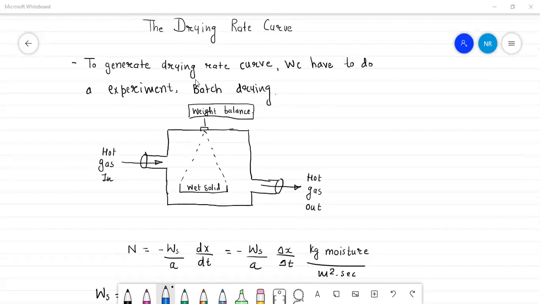We require two graphs. Ultimately, the theory is saying that we have to draw two graphs. One graph is regarding the moisture versus time, and another graph will be the drying rate versus moisture. These two graphs will help us to calculate the time required and the amount of moisture content with respect to time. To draw these graphs, we first have to do the experiment, and measure the moisture content with respect to time.